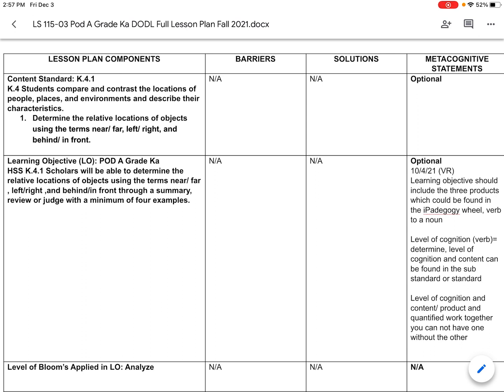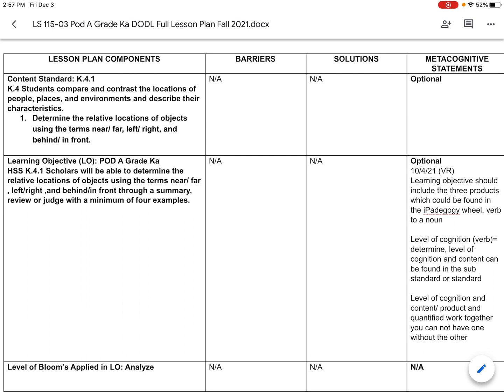So to begin with, I have Part A, Grade K. The content standard is Grade K, Standard 4, Substandard 1. Grade K, Standard 4: Students compare and contrast the location of people, places, and environment and describe their characteristics. The substandard is determine the relative location of objects using the terms near, far, left, right, and behind, in front.